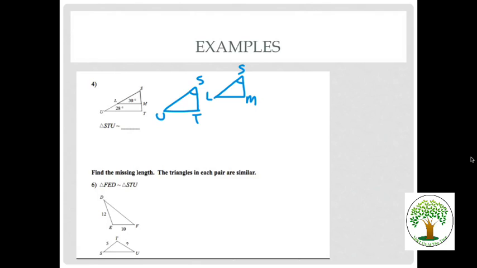We said that's 28, and that one's 30. Does that help us to know anything about this triangle? What did we know that has to happen for triangles to be similar? 2 things. The sides have to be proportional, but the angles have to be what? Congruent. Are the angles congruent? No. So what do we know about this triangle? It's not similar. They didn't even give us any sides to even measure. It's not similar. So we're done.